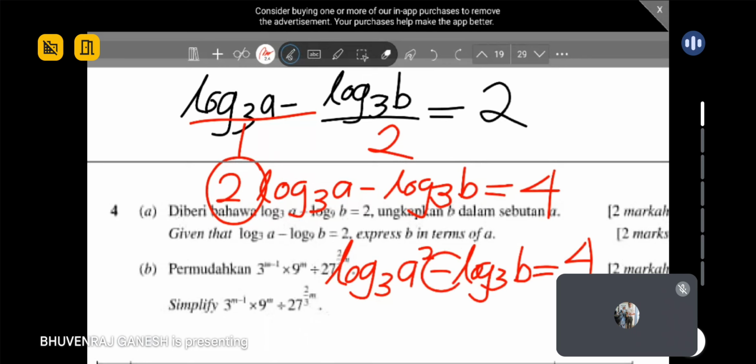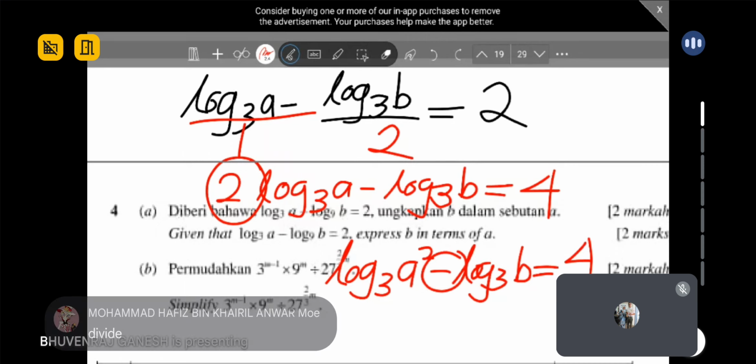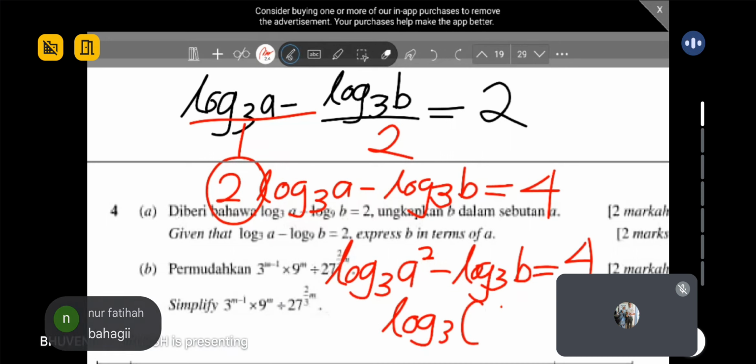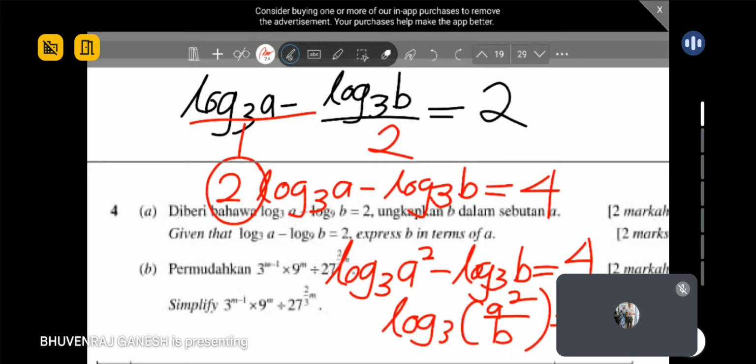Okay, now, so when log minus log, what will happen in log according to the rule? Yes, you will divide. So now you're very close to the answer already. Okay, you can see it already now. Okay, so now you just need to convert log form to index form. So 3 power 4 equal to a square over b.